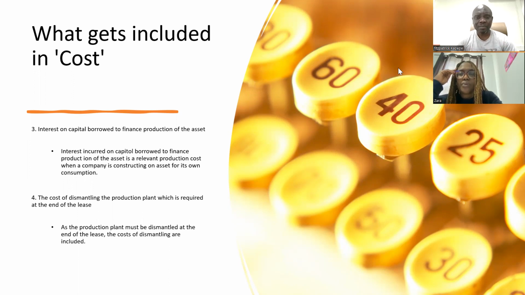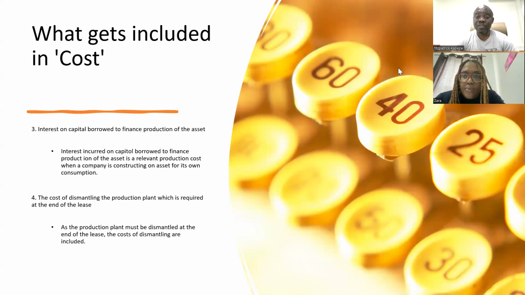They have to be part of your asset, or the cost of the whole asset. And that interest is what we call IDC. IDC is interest during construction. It has to be capitalized. So interest incurred on capital borrowed to finance production of the asset is a relevant production cost when a company is constructing an asset for its own consumption.